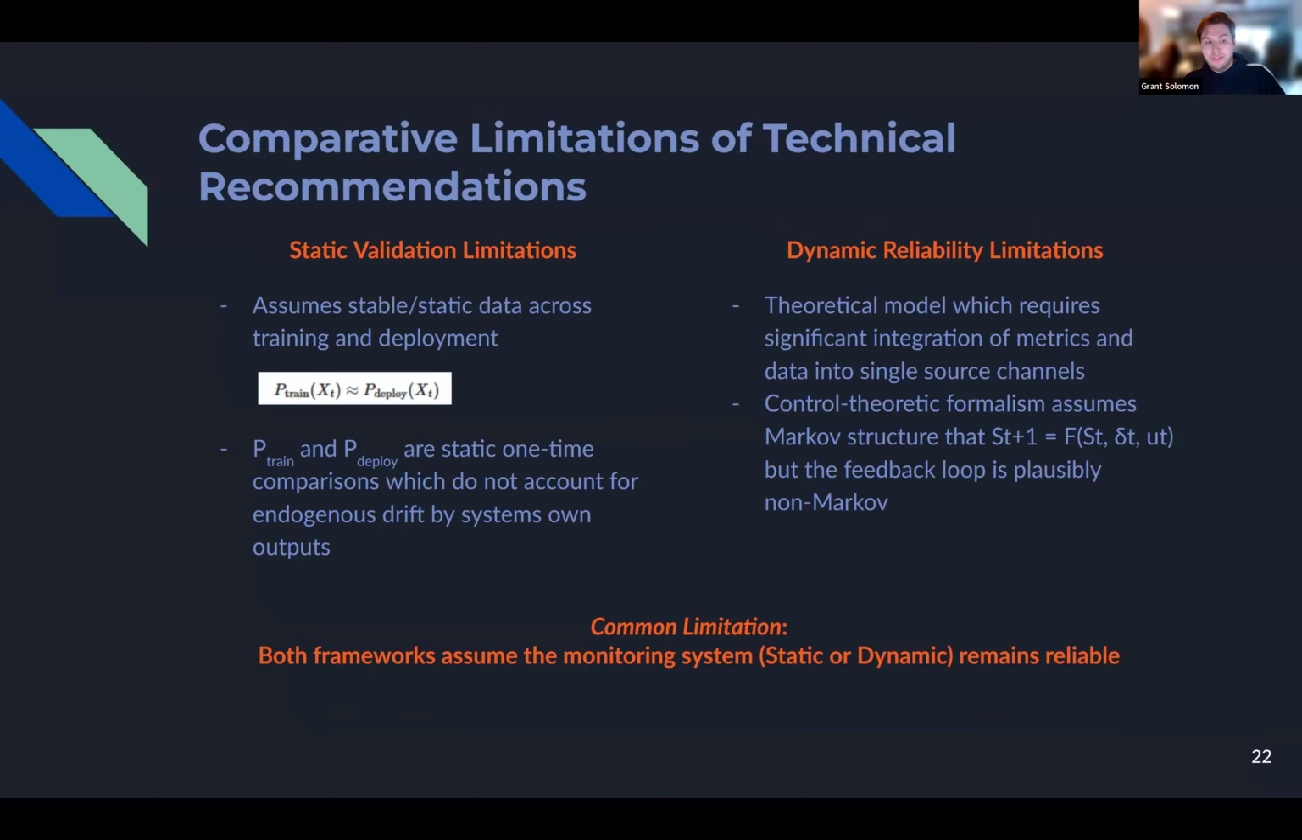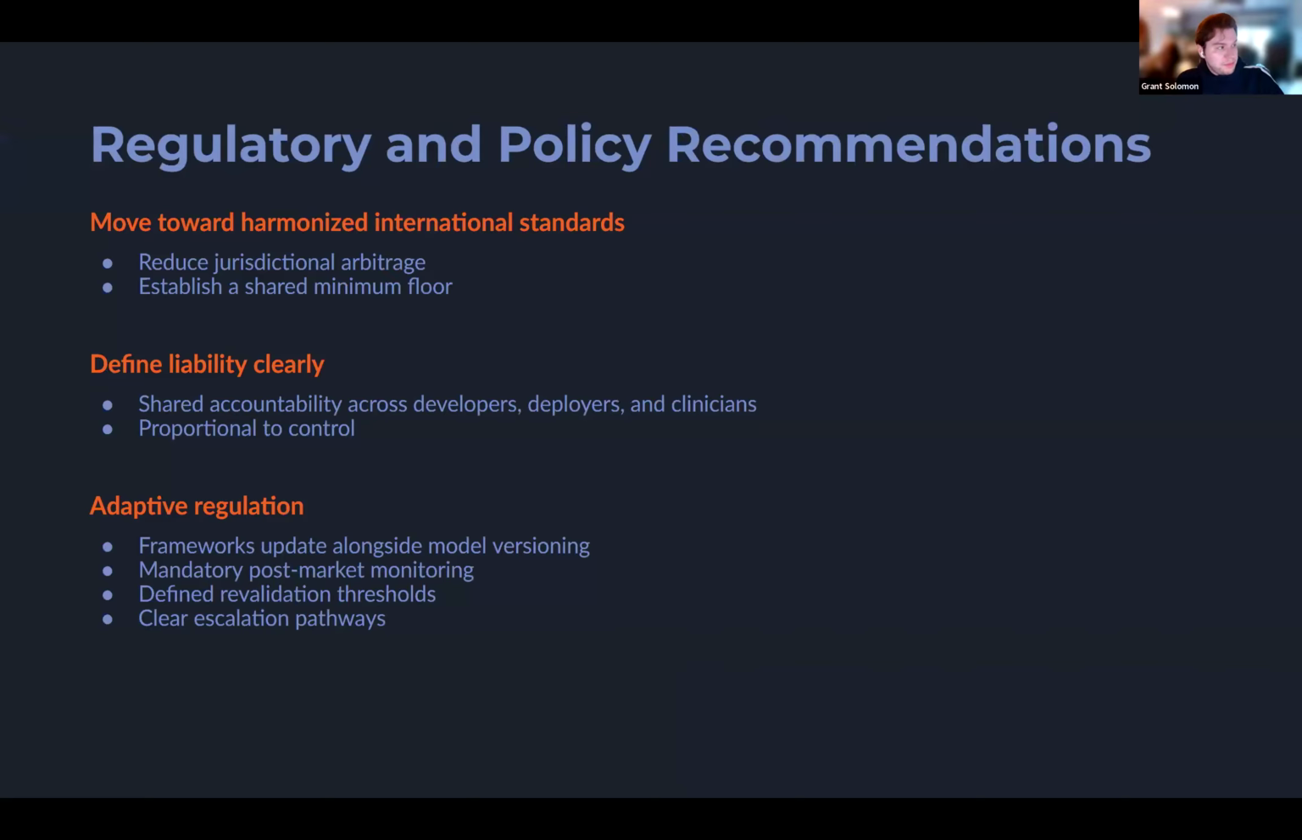We also have to acknowledge there's certain limitations to these models. The static validation assumes that we have static data, cross-training, and deployment. And the dynamic model assumes that we have all these metrics and they're integrated into a single system, as well as the control theoretic formalism assumes Markov structure. The common limitation is both frameworks assume the monitoring system remains reliable regardless. Okay, next slide.